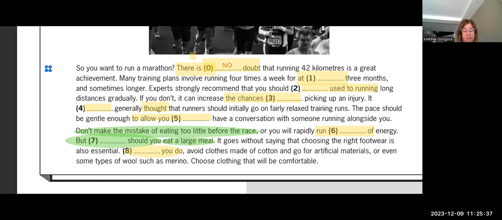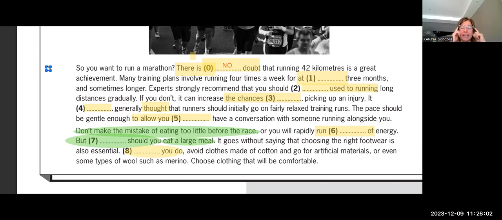What about number five? To allow you to. Very good. In this case, it's a verb pattern. Right? Okay. What about, well, we're going to go first with six and then we talk about seven. Six is a phrase, run out of. We know, run out of. Excellent.